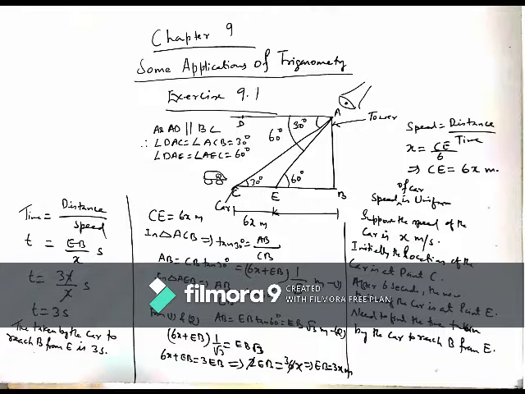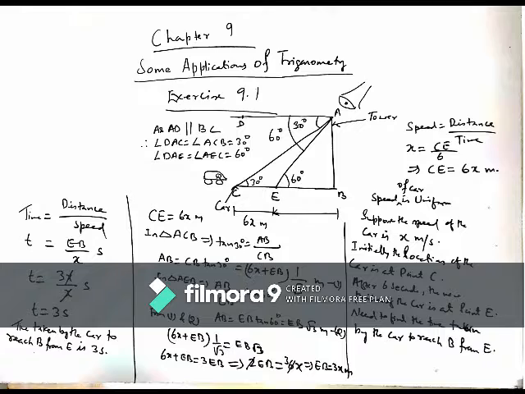So we need to draw a horizontal from point A also, which will be parallel to BC. So this angle of 30 degrees will be equal to angle C, which also becomes 30 degrees. Why? Because of alternate interior angles, as AD is parallel to BC. Now the car has traveled from C to E.